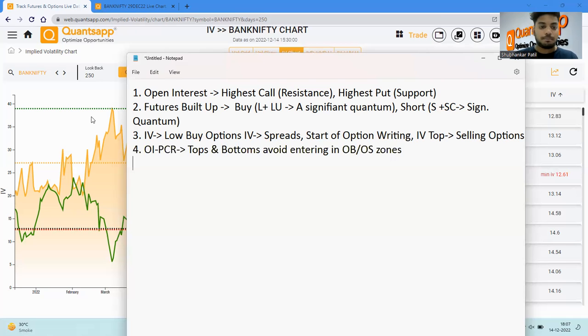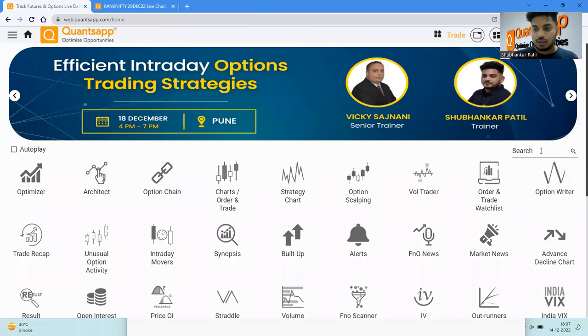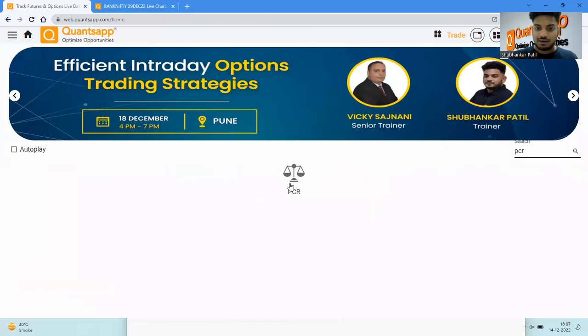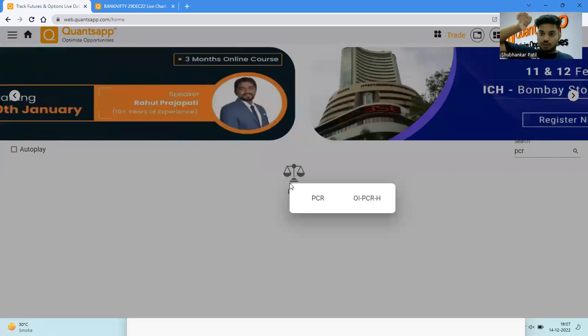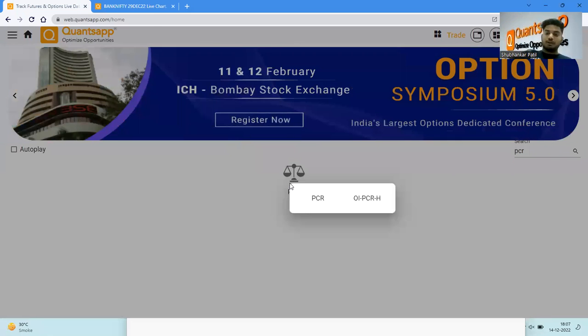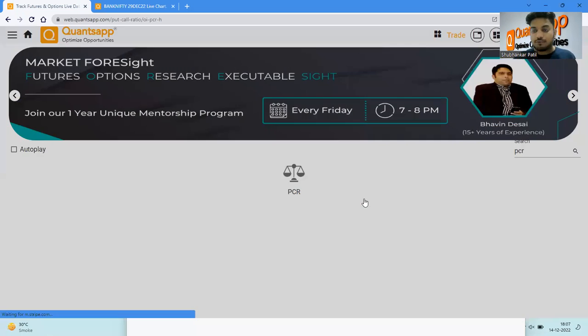Now PCR is a mean reverting indicator, so it mean reverts. That means PCR as well is an indicator which will typically move along with the market. Whenever PCR forms a top, the market will form a top. Whenever PCR forms a bottom, the market will also form a bottom.